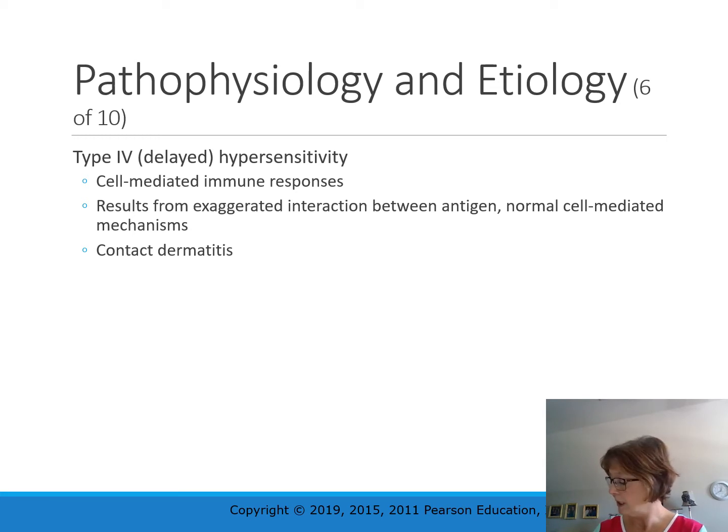You often see this as a result from an exaggerated interaction between the antigen and the normal cell-mediated mechanisms. This exaggerated interaction results in the release of soluble inflammatory and immune mediators such as lysosomes from the macrophages, and recruitment of the killer T cells, causing local tissue destruction. And so some of the type 4 is contact dermatitis, latex allergies, and you will see even with some of these, like a latex allergy can cause breathing problems.